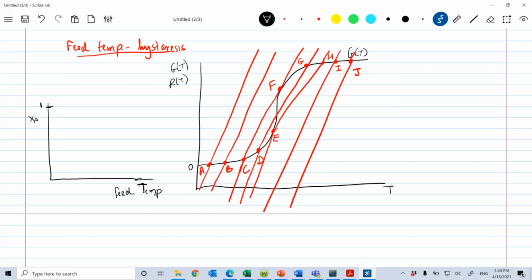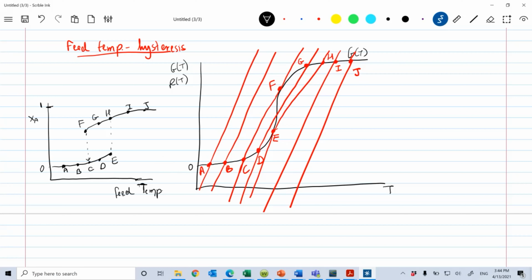All right. So you start from 0. You have your point A, B, C, D, and point E. And after E, it jumps up. There's H, I, J. Now, when we go the other way, if we're cooling from J, we go from J, I, H, we go to point G, and now to point F.